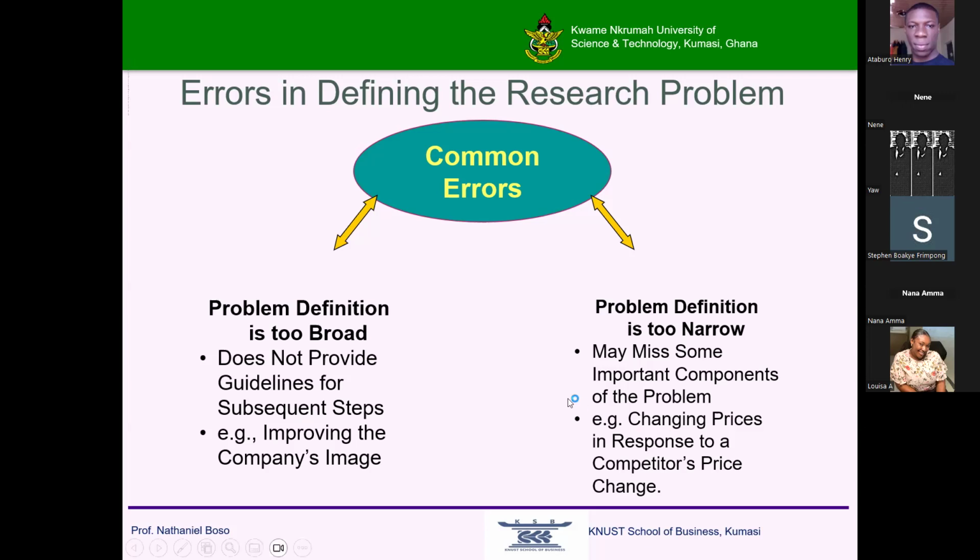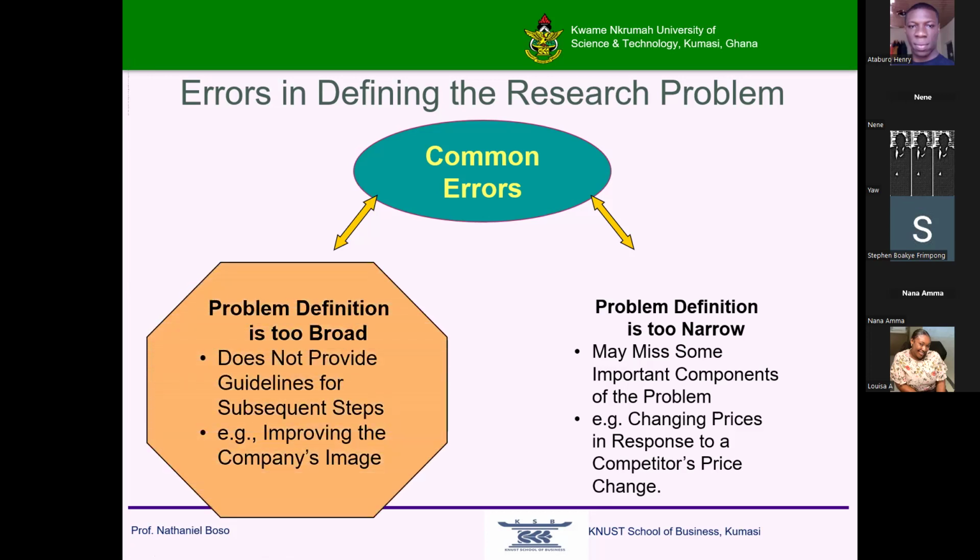So it is a bit difficult, but not unsurmountable. When you work your way around the research problem, you can define it fittingly, not too broad and not too narrow, okay? And even when you have defined it a little broad, you should be able to break it down into specific questions. Okay, so we will look at that as we move on.